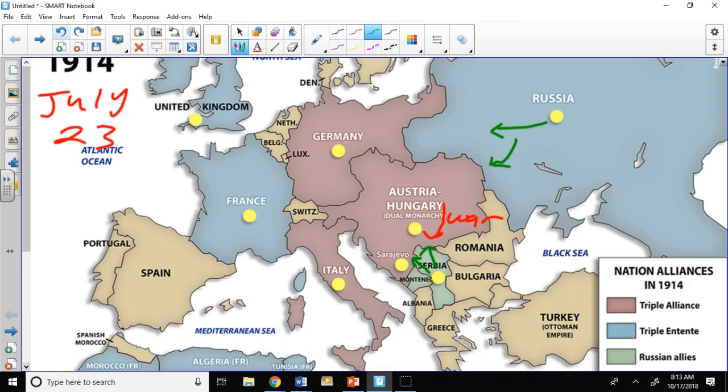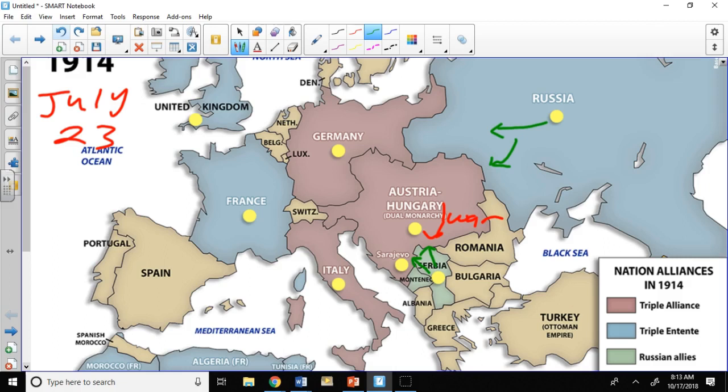Now, as you can imagine, if you were Germany or Austria-Hungary, you're going to be a little worried by this. Now, the reason the Russians are doing this, they say, is because Austria-Hungary has already declared war on Serbia, and the Russians and the Serbs are allies and have that treaty with one another. They have to defend one another.